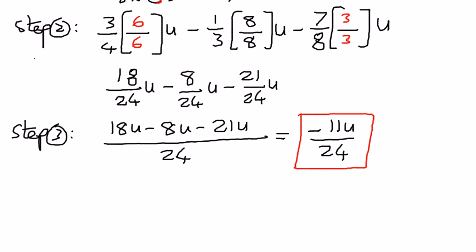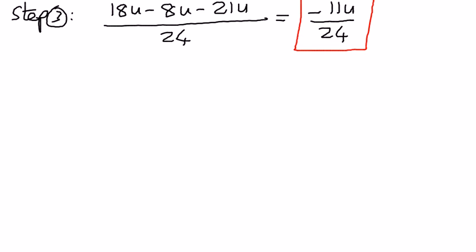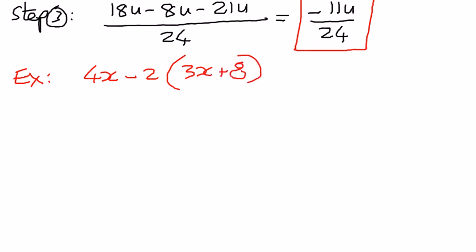So let us look at another example. Let us see if we can use these distribution properties, finding the common denominator, and then the simplifying process, if we can apply it to this next example as well. In this example, let's say we want to simplify 4x minus 2 times 3x plus 8. We want to be able to use the distribution property to simplify these expressions.